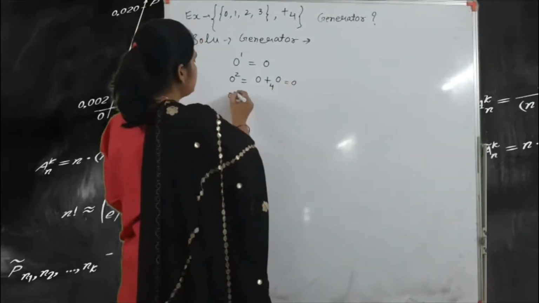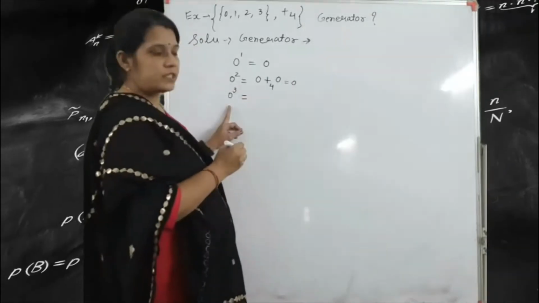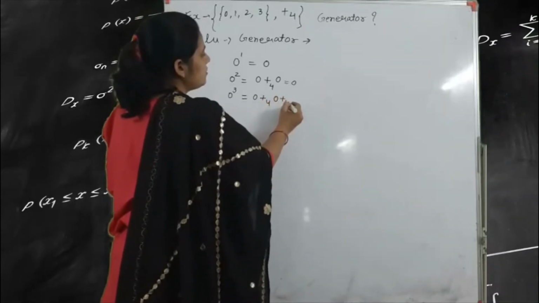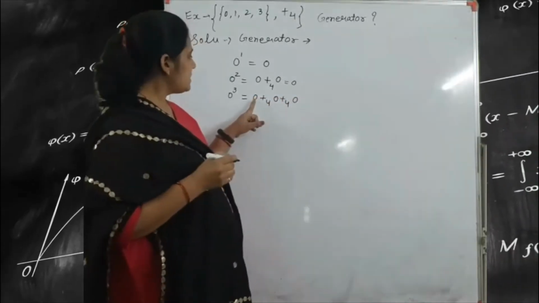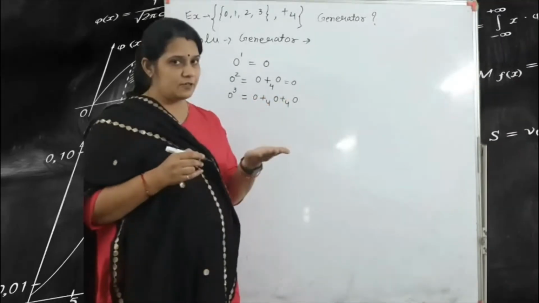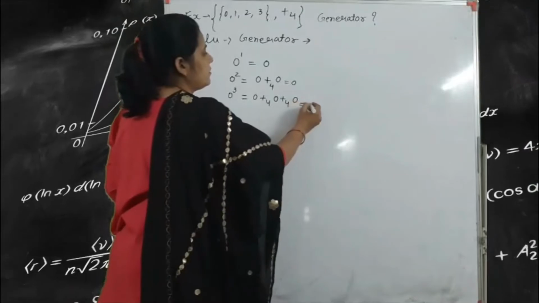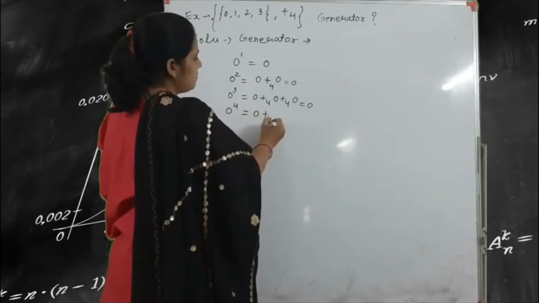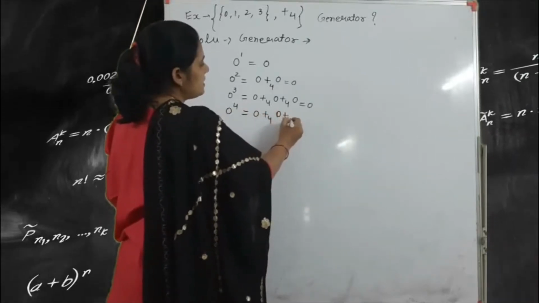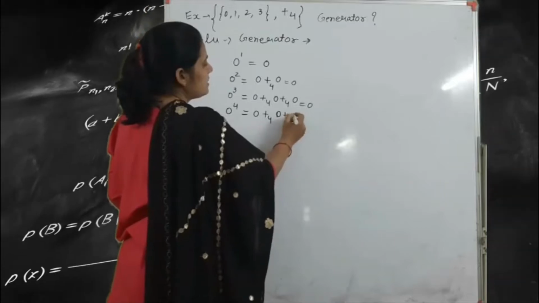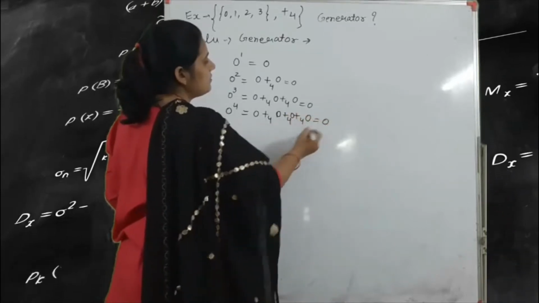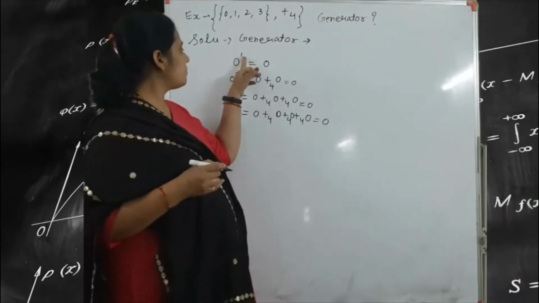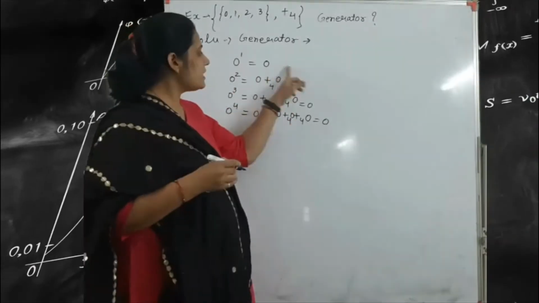Next one is 0 power 3. That means 0 addition modulo 4, 0 addition modulo 4, 0. That is 0 plus 0 plus 0, that means 0, divided by 4, so we get 0. Next one is 0 power 4. So here 0 addition modulo 4, 0 addition modulo 4, 0 addition modulo 4, 0. Obviously we get 0. That means if we increase the power one by one, 1, 2, 3, 4, 5, 6, 7, we get 0.